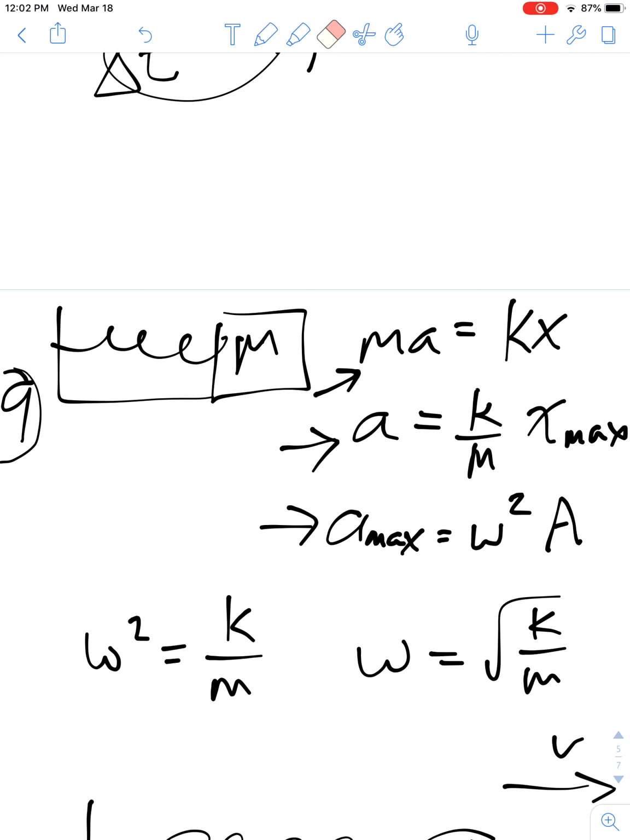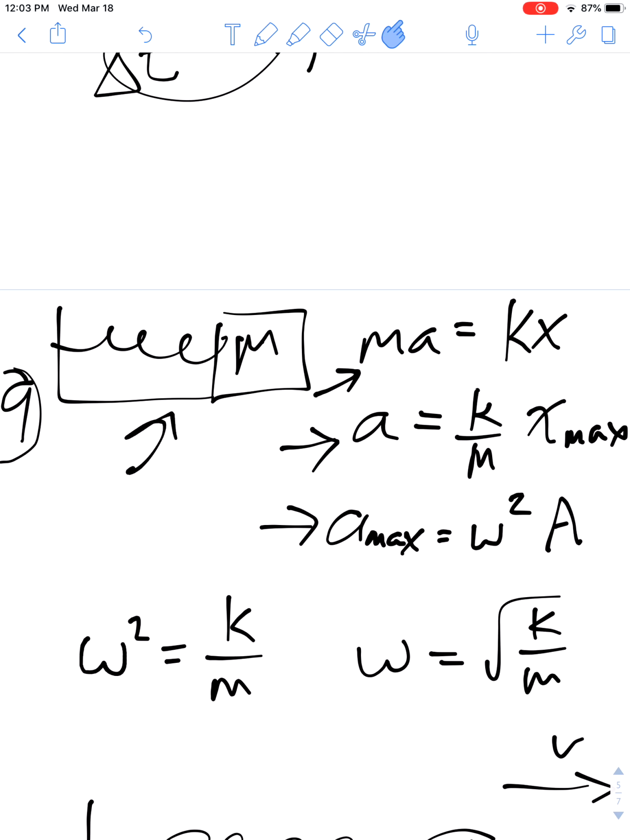And so it is this very important correspondence right here between k and m and omega that I want to draw your attention to. So we get this conclusion that omega squared is equal to k over m, and that means omega is equal to root k over m. Now, that is true for this simple system right here, a mass on the end of a spring.